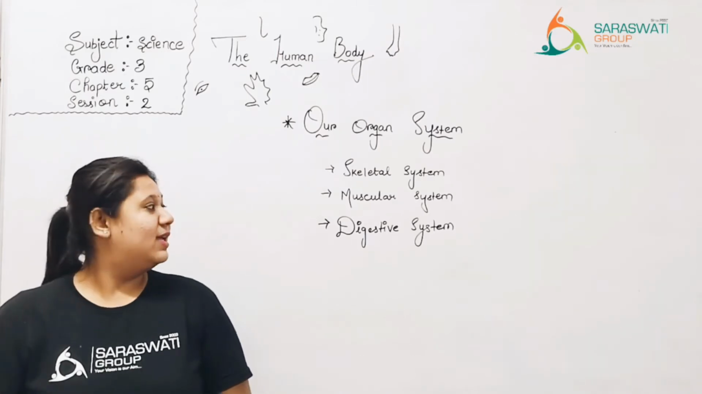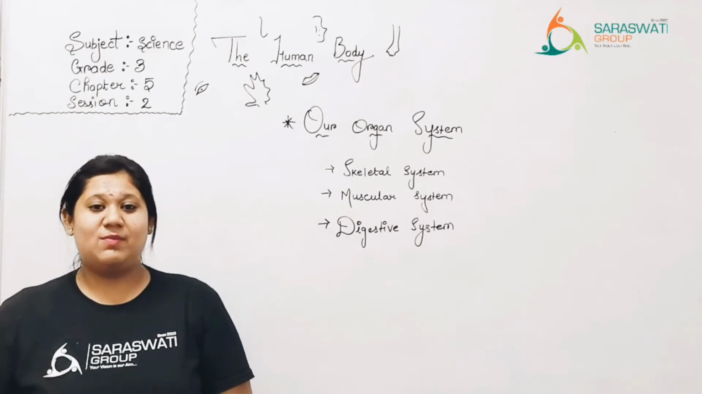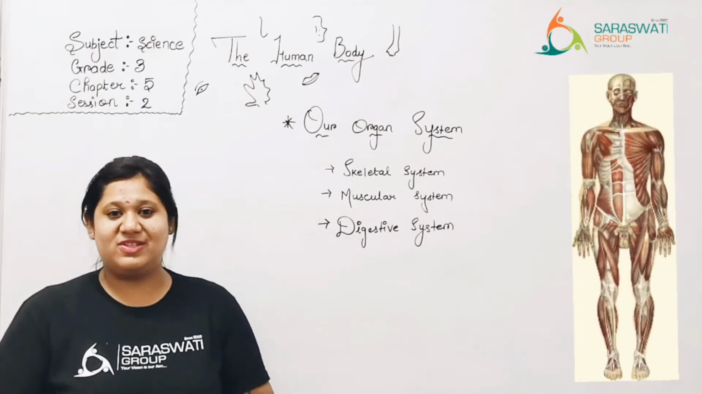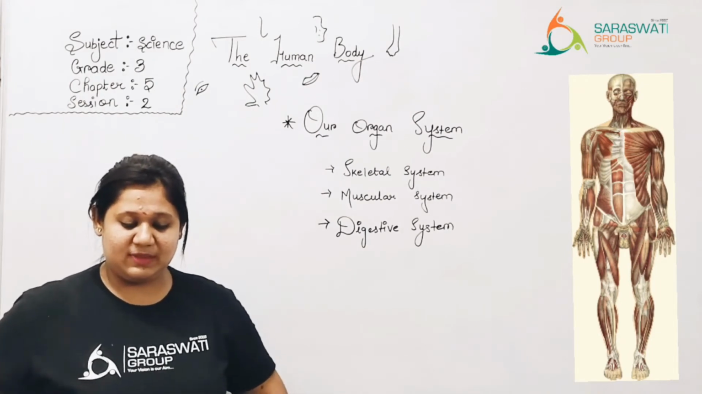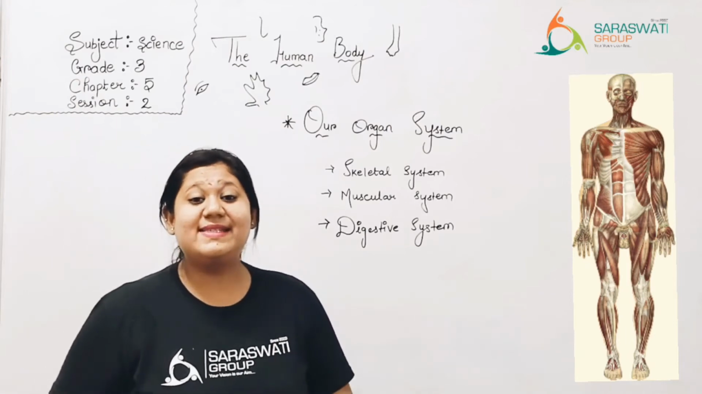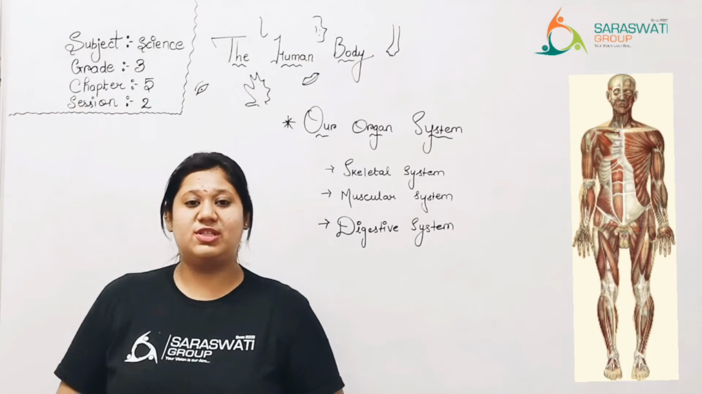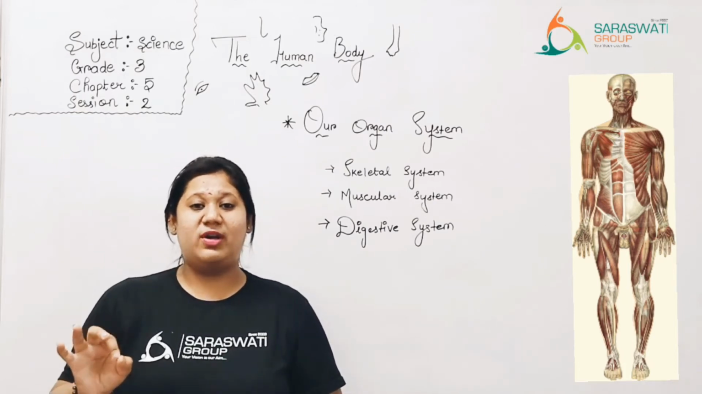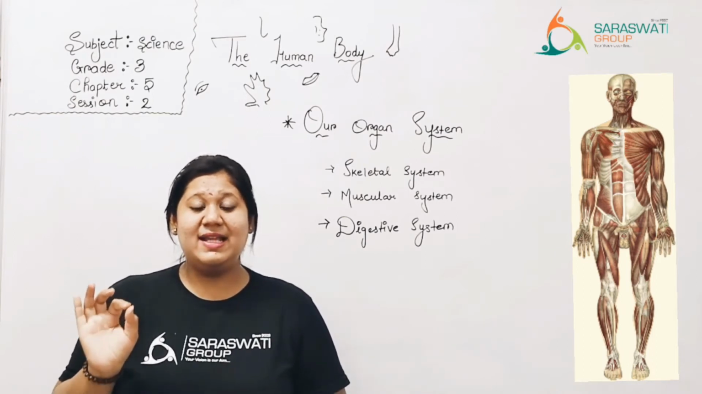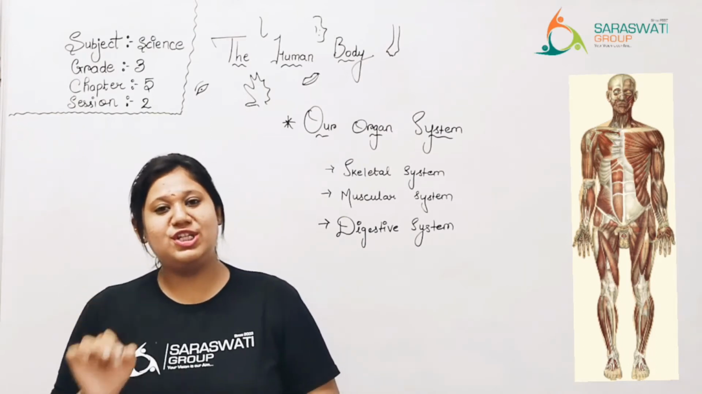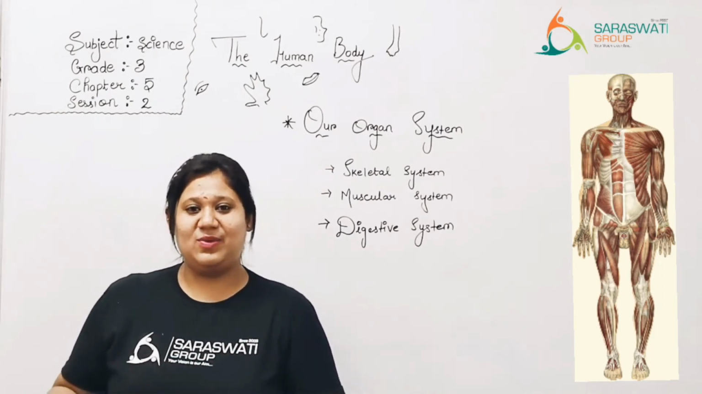Now let's begin the second topic, that is about the muscular system. Kids, our body is made up of so many muscles, right? An adult human muscular system consists of over 600 muscles which are made up of soft tissues. Kids, a normal body has 600 muscles, and they are made up of soft tissues, the tissues that are in our body, right?